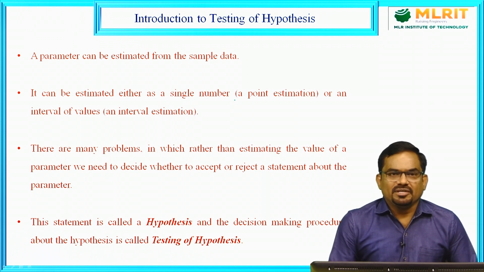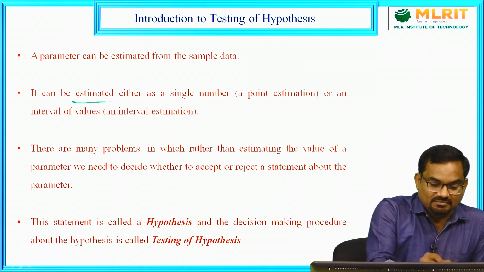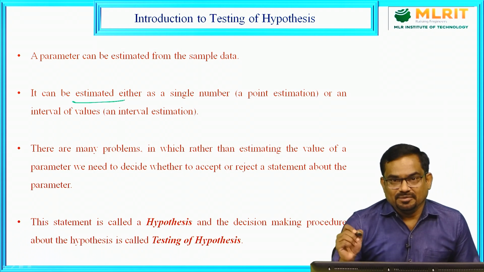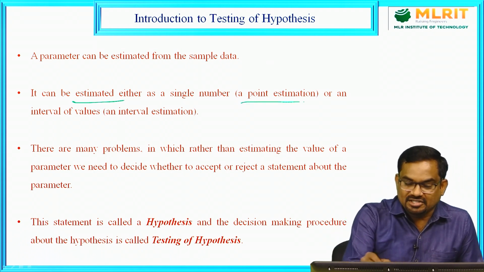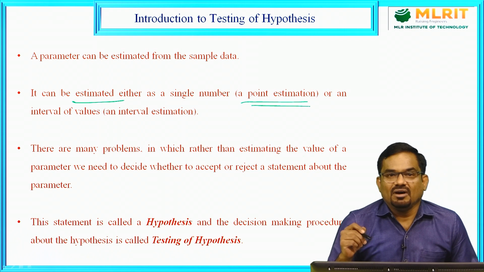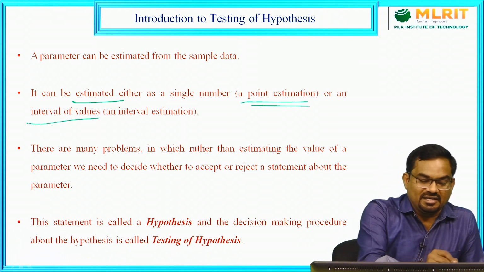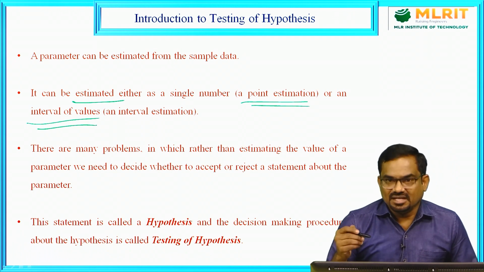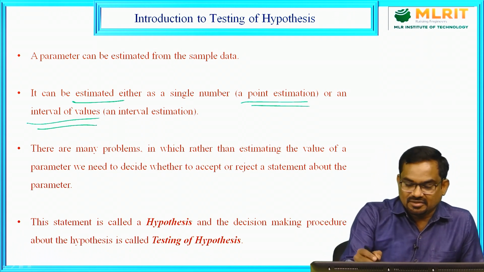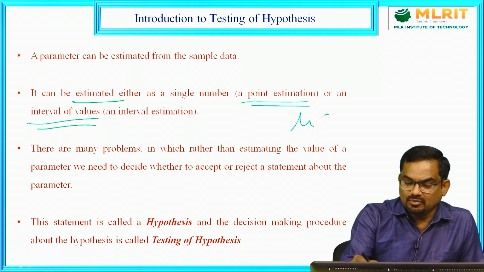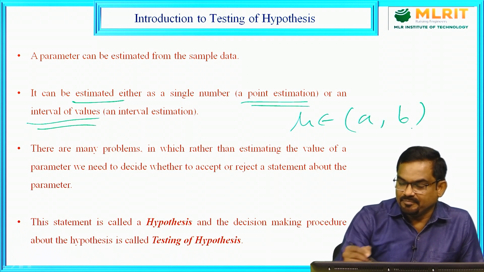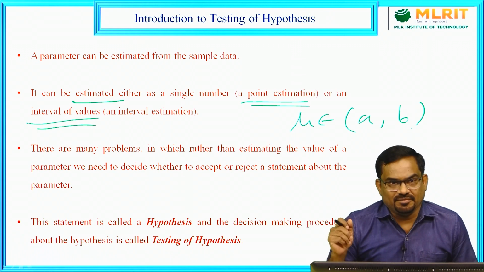So the parameter can be estimated as a single number, which is called a point estimation. Also, it can be estimated as an interval of values. That means we say that the parameter lies between two values. For example, mu lies between, or mu belongs to (a, b). This is called interval estimation.